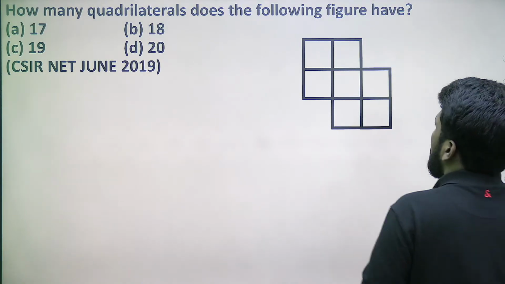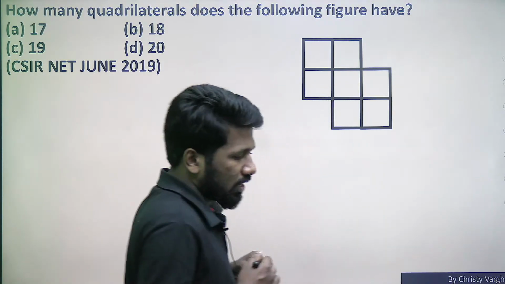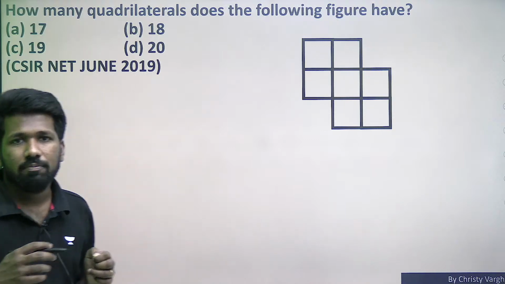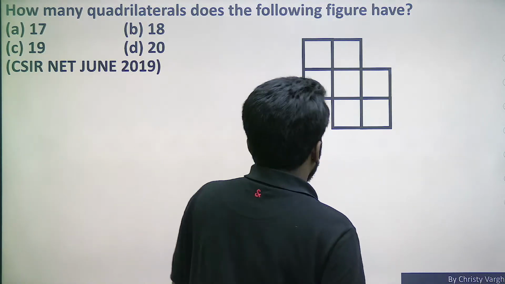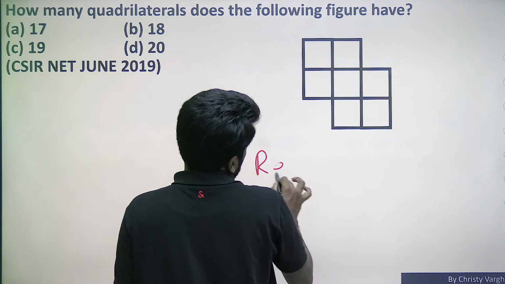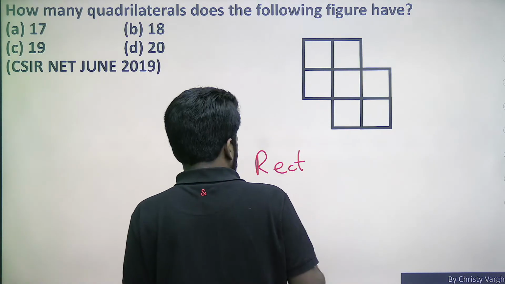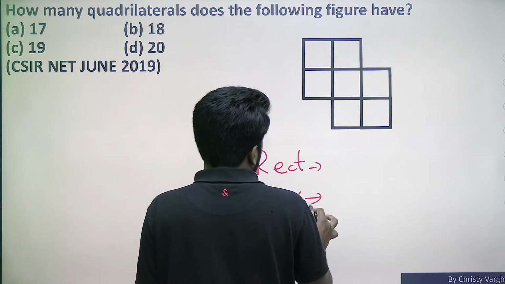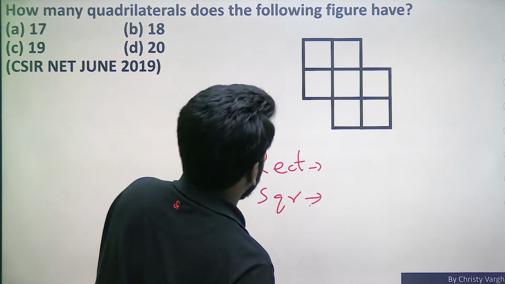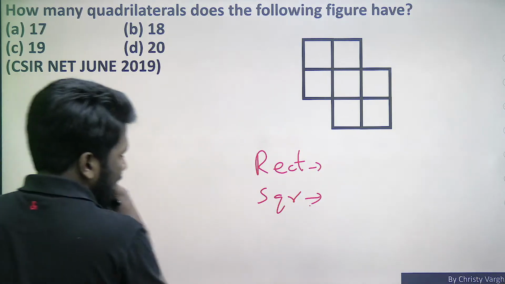Okay. So how many quadrilaterals does the following figure have? Quadrilateral means four-sided polygons. So here the only four-sided polygons are rectangles and squares. Squares are already rectangles, but to differentiate and count easily, I am saying rectangles and squares are the only quadrilaterals here.